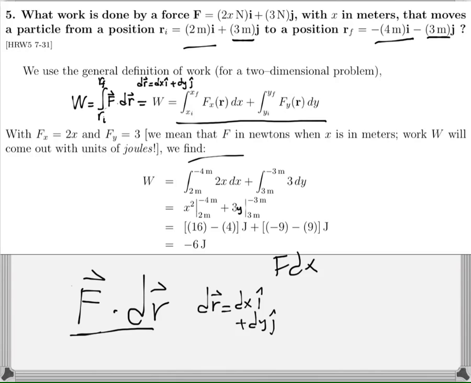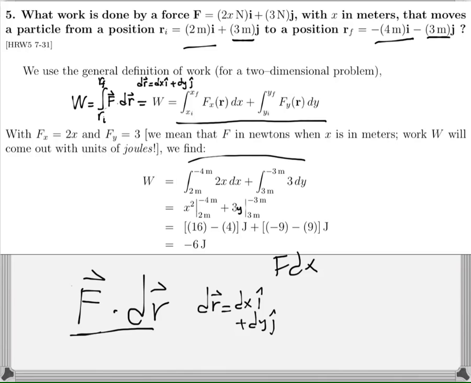So when you do this multiplication, Fx dx, Fx is 2x dx, is the first integral from 2 to -4, and Fy dy is 3, it's constant, 3 dy, from 3 to -3. So it's easy to take these integrals. You calculate the integrals from the initial and final points, then you find the work done by this force as -6 joules. You will also have these kinds of questions, okay?